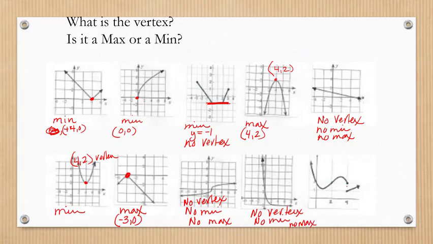Okay, this one has a vertex here and a vertex here. So we're going to call this first vertex 1, 1. And we're going to call the next one 3, 3. And it has a min. This is a min because this is as low as it goes.